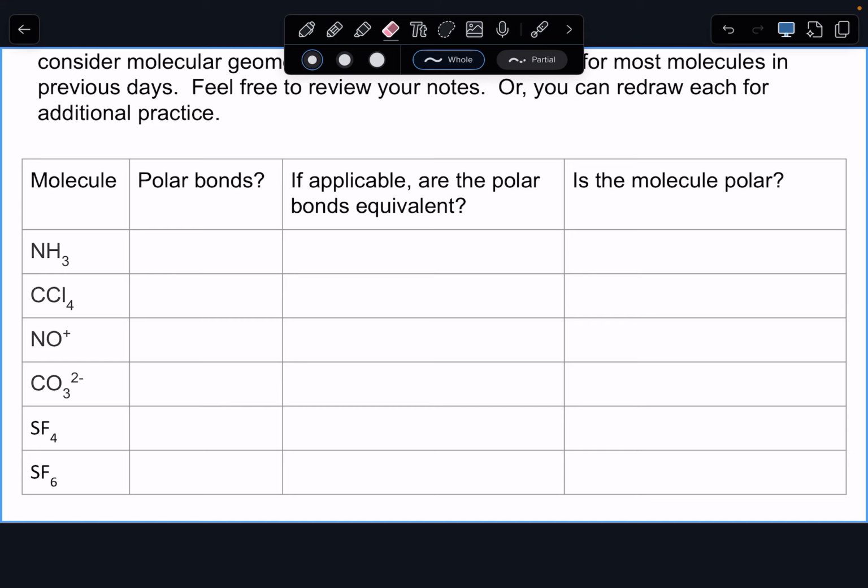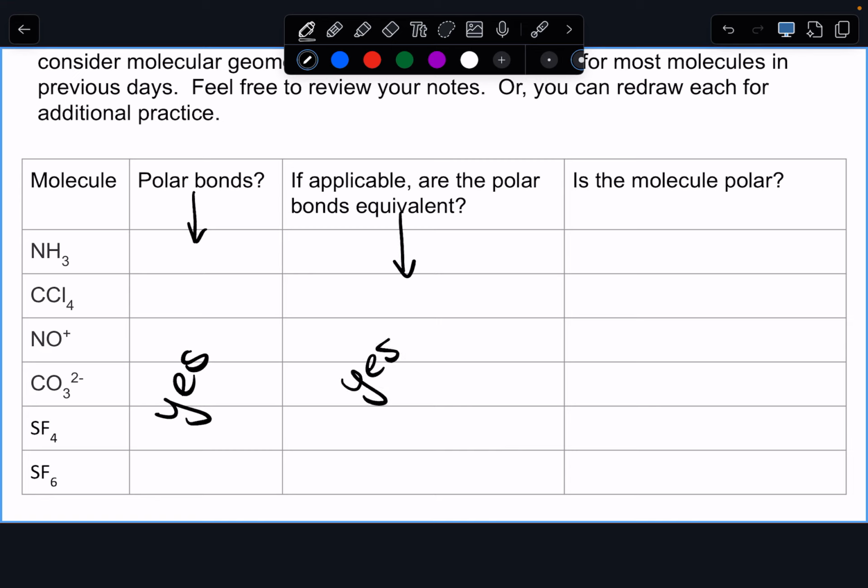Every single one of these is going to have polar bonds. So the question we're really asking is, do those polar bonds cancel out? And for that matter, they're all going to be equivalent. There's another table we'll do as kind of a warm-up on Monday. All of these have polar bonds. They're all equivalent. The question is, do they cancel each other out?